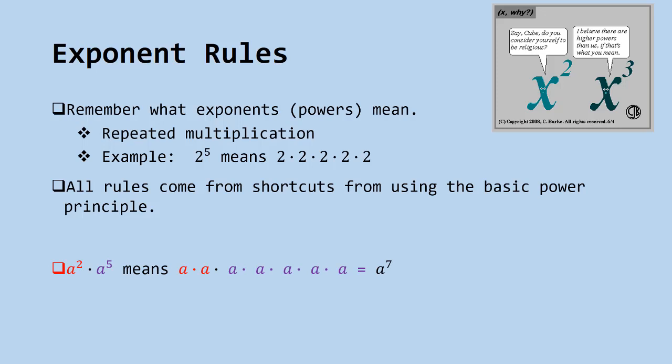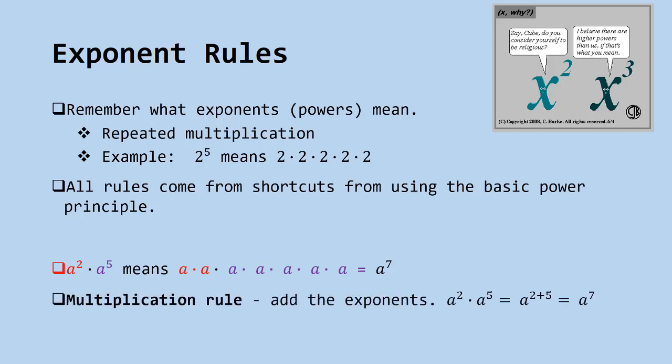So let's take the first one. Let's take a squared times a to the 5th. What that means using the power principle is a times a times a times a times a times a times a. So there's 2 red a's and 5 purple a's. And when you multiply all of them together, you realize you're multiplying 7 a's together. So you get a to the 7th.